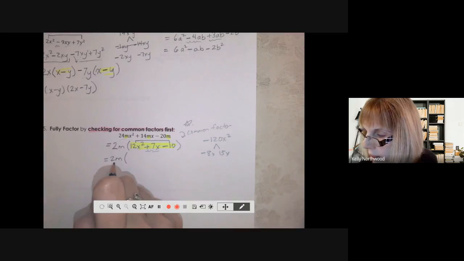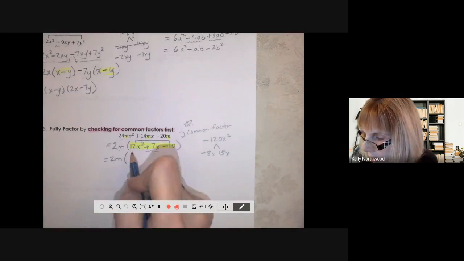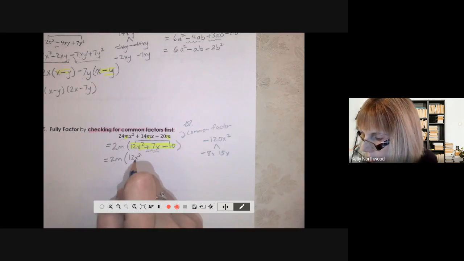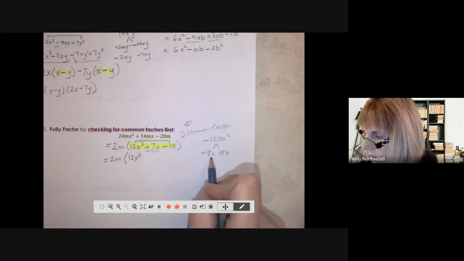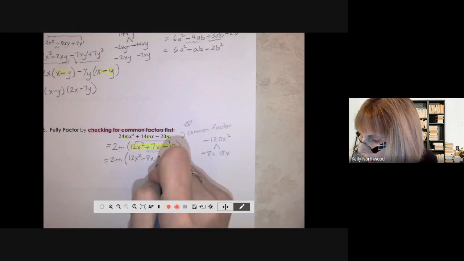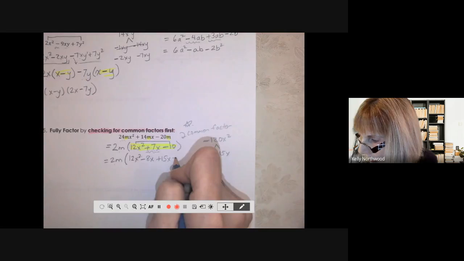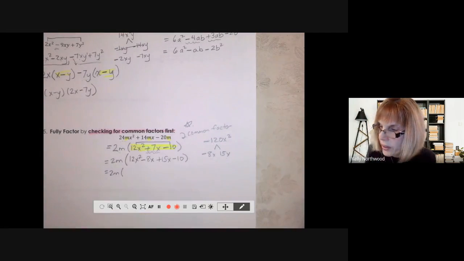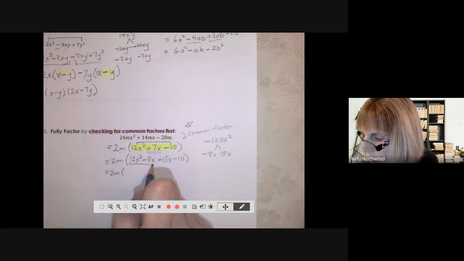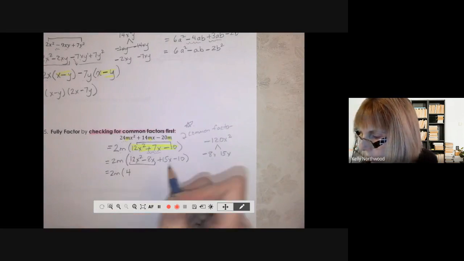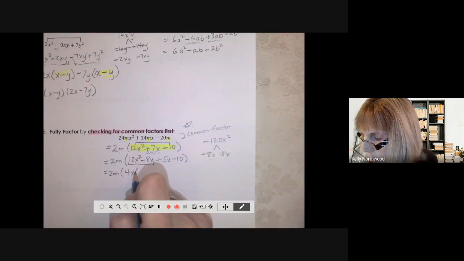So I still have my 2m, that's my common factor, still have my bracket. Now I'm going to decompose the 7x. So what has more in common with 12x squared, negative 8x, or 15x? Negative 8x, because they both have a 4 in common. Then plus 15x minus 10. Still need my 2m common factor up front here, but now I'm going to factor by grouping inside the bracket. So what's in common with 12x squared and 8x? 4 for the numbers and x for the variables.